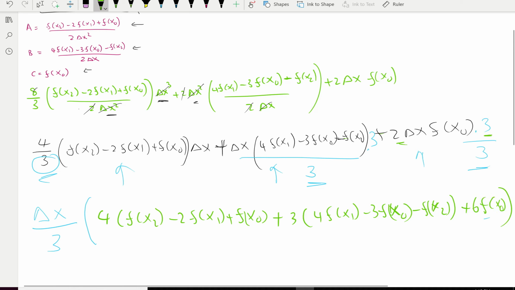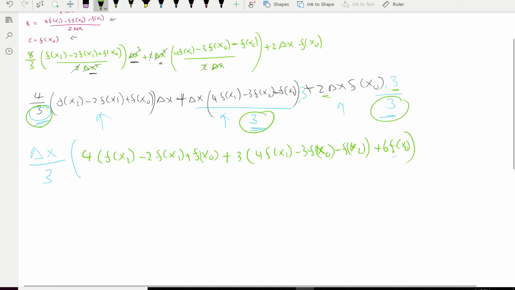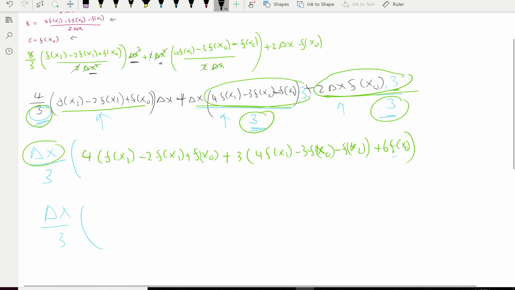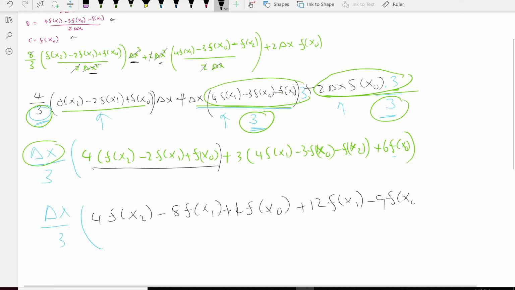Okay, so what I did basically is, I factored out 1 over 3 and delta x. So what we are left with is only the numerator terms. Here the numerator is 3 times 2. Here the numerator is 3 times this big expression. So let's simplify this, delta x over 3. Let's see what we get. If we multiply through by 4 here, okay, 4f(x2) minus 8f(x1) plus 4f(x0). Here 12f(x1) minus 9f(x0) minus 3f(x2) plus 6f(x0).